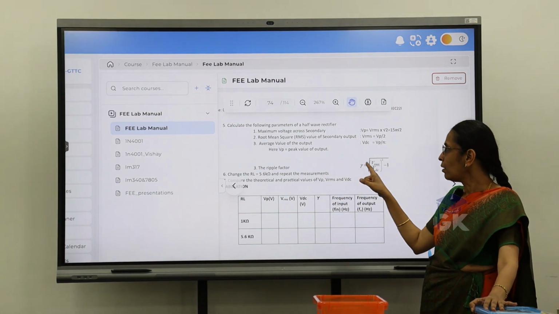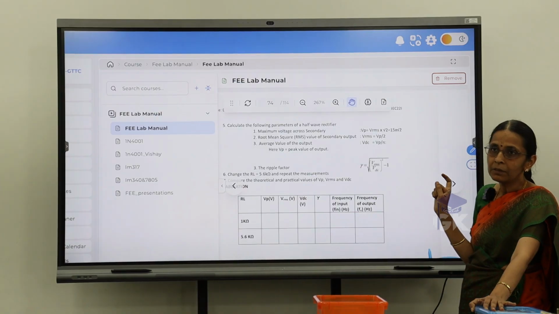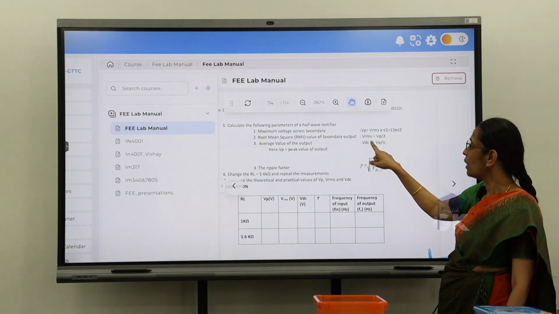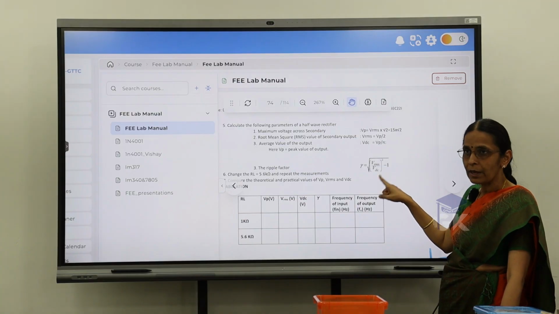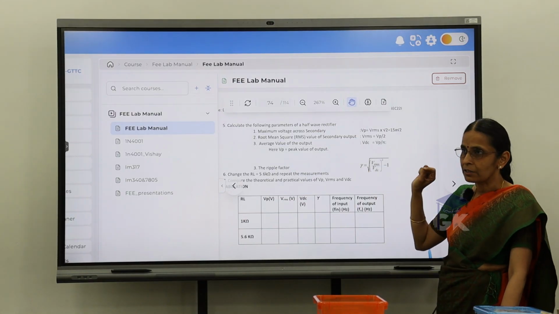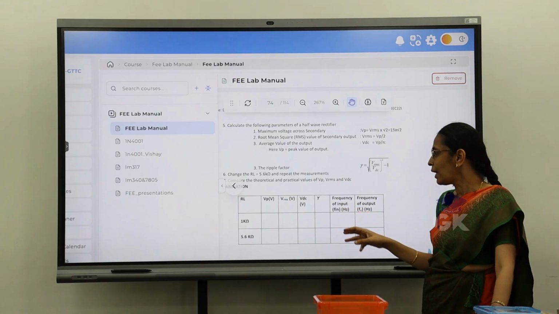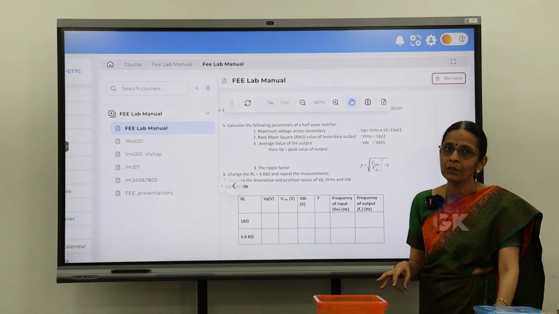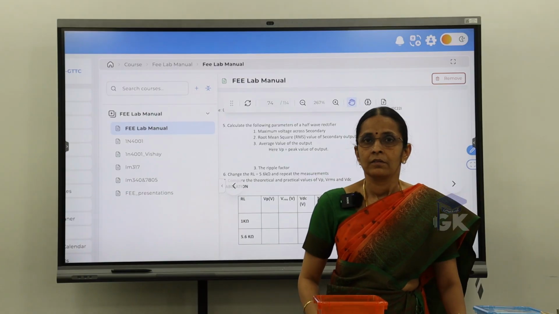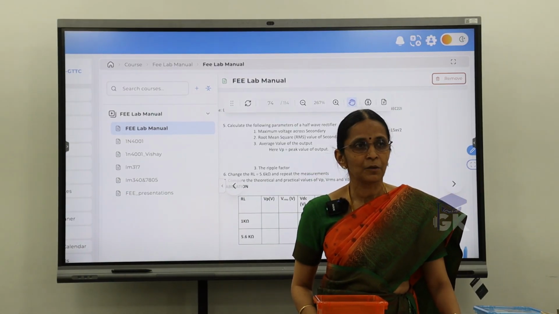Next is an important term called the ripple factor. The ripple factor is nothing but the square root of (VRMS by VDC) the whole squared minus 1. So that is your ripple factor value. Can anybody tell me the theoretical value of the ripple factor for a half wave rectifier, if you can remember?